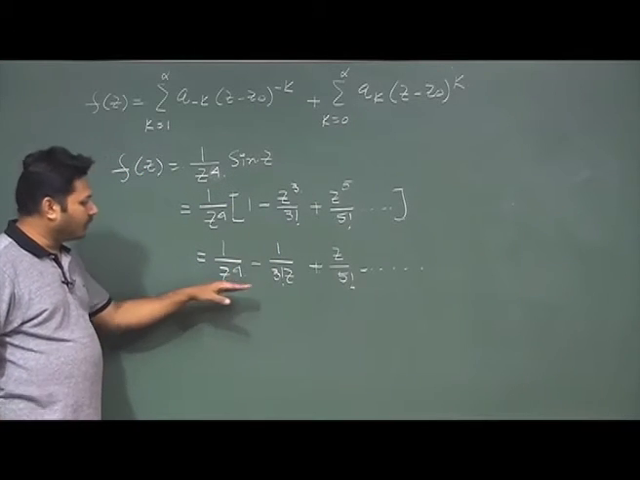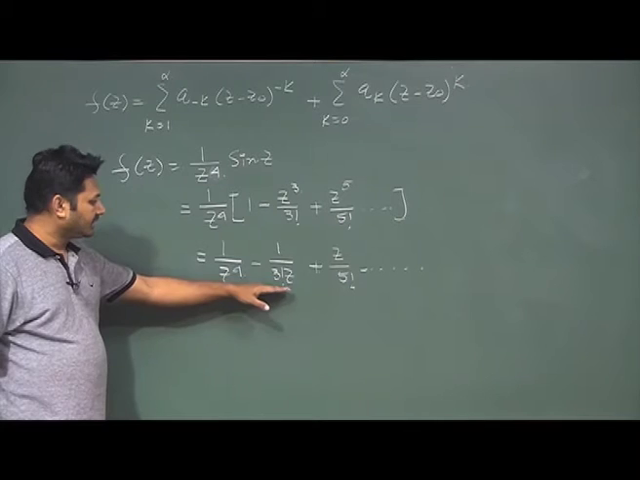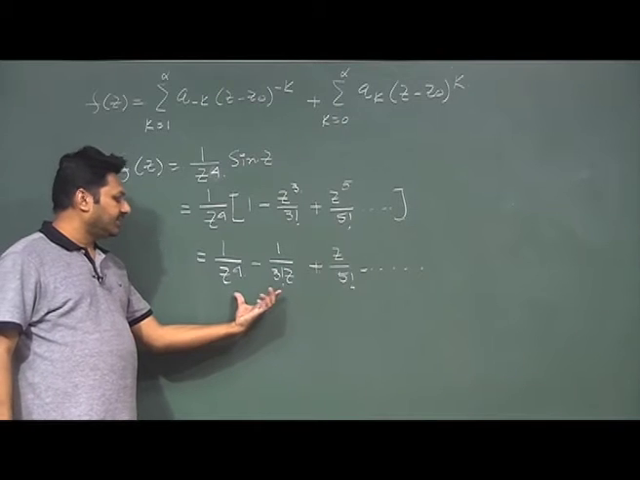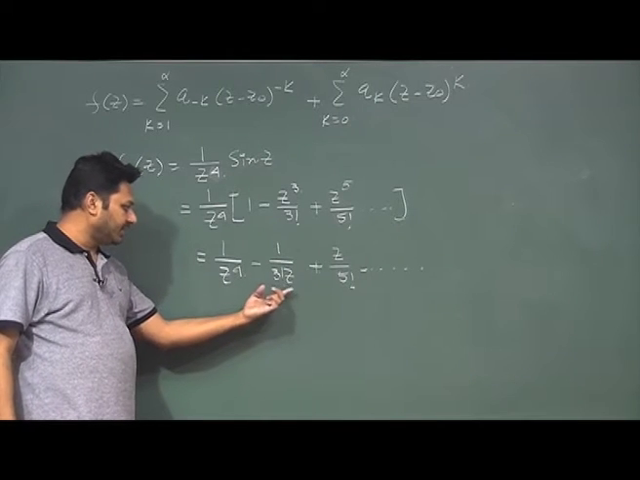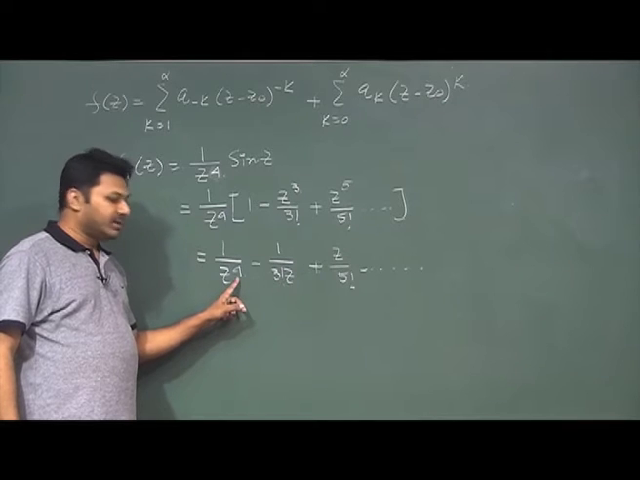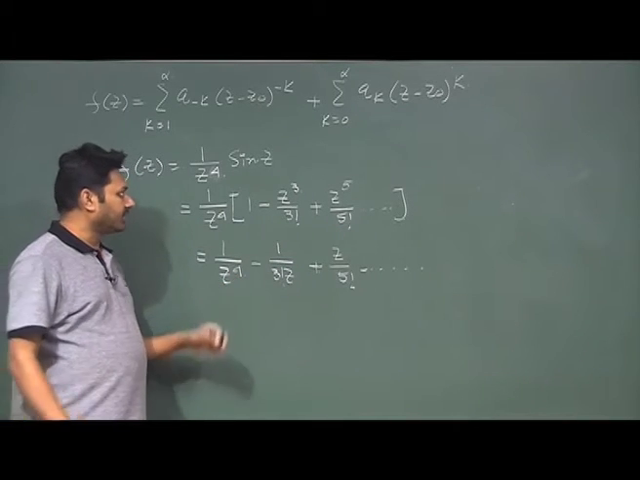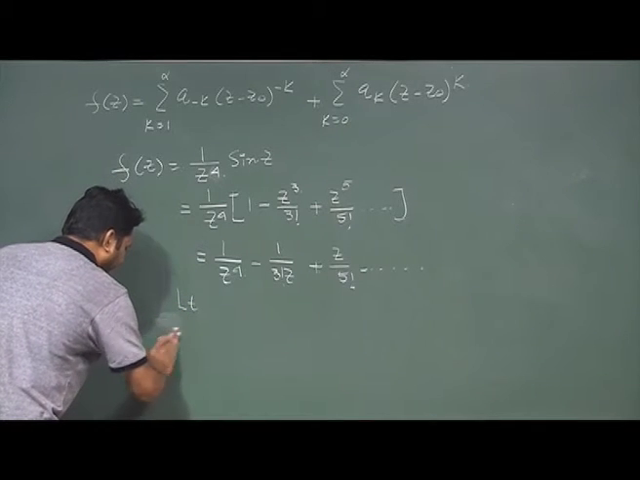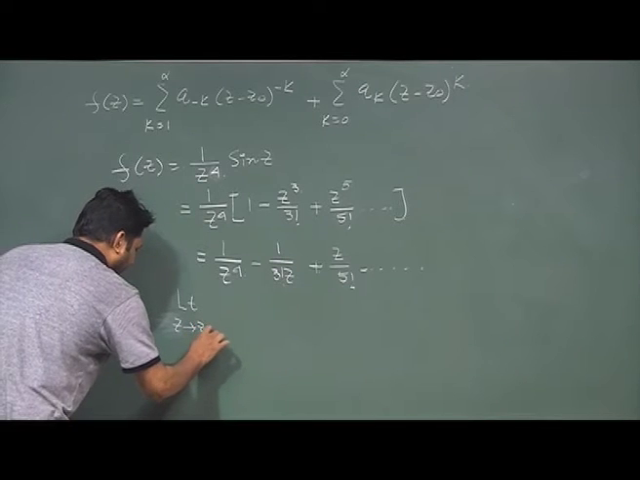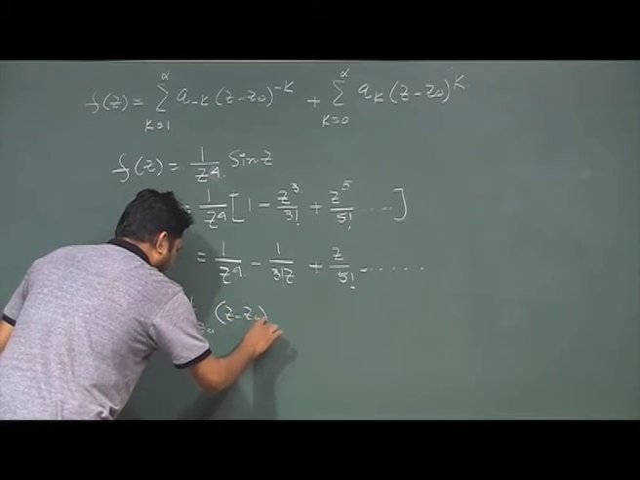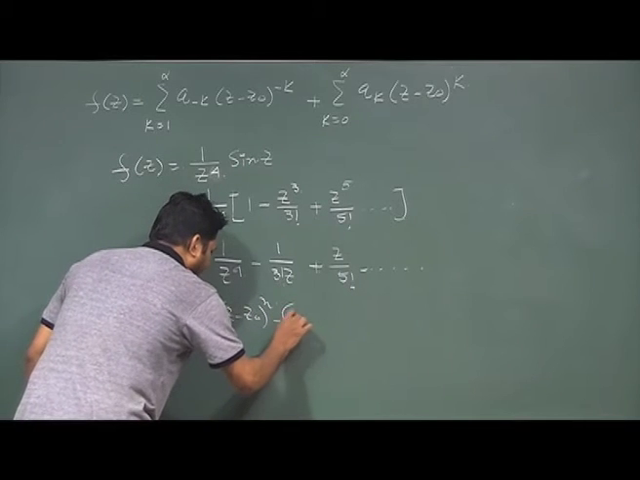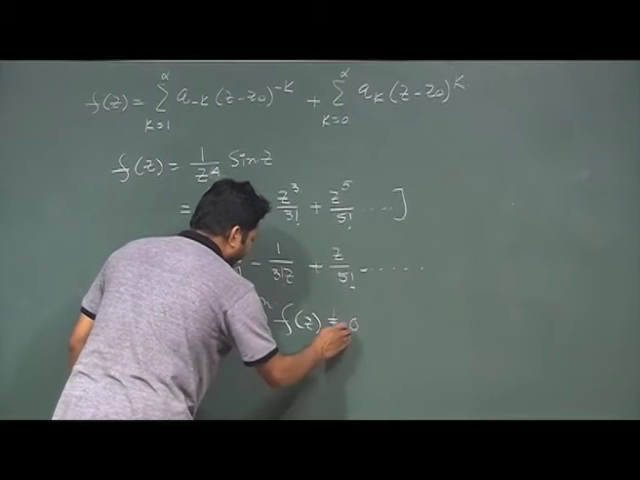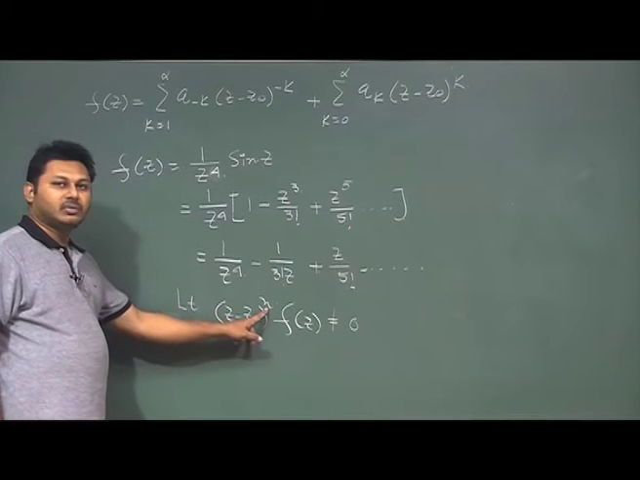But here we have two terms in the principal part, so we can say that this has a singularity, not a simple singularity, rather a singularity of higher order, because if you remember from the last class, if the limit as z tends to z0 of (z minus z0) to the power n times f(z) is not equal to 0 or infinity, then I can say that it is a singularity of order n.